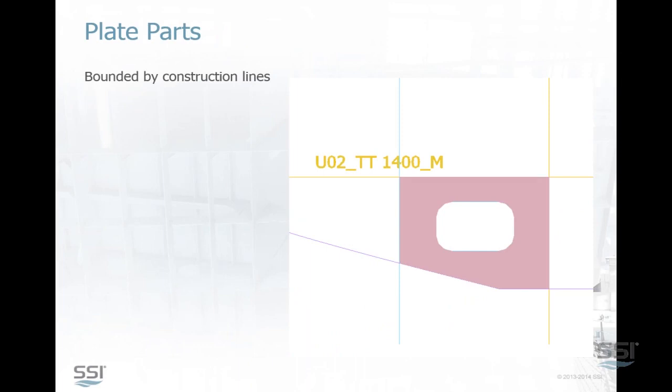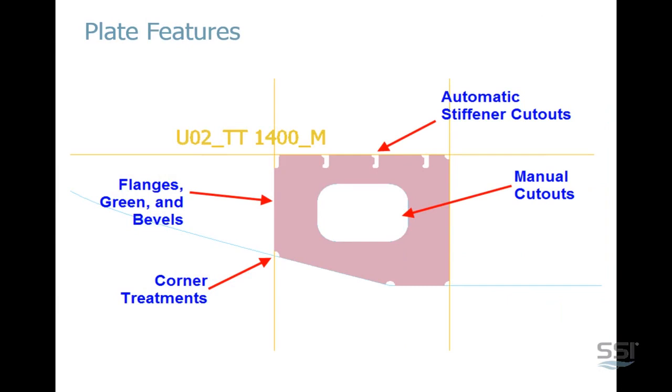When creating plate parts, we'll be working on a construction plane defined by the planar group that we're working on, and we will be creating construction lines on that plane. Defining a plate is simply a process of specifying an area enclosed by a set of construction lines on that construction plane. It's a very simple process.